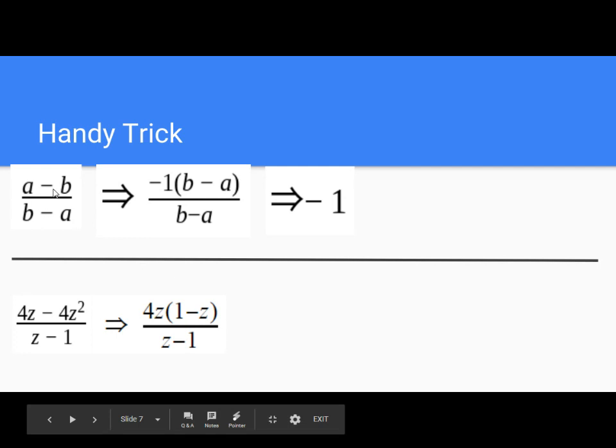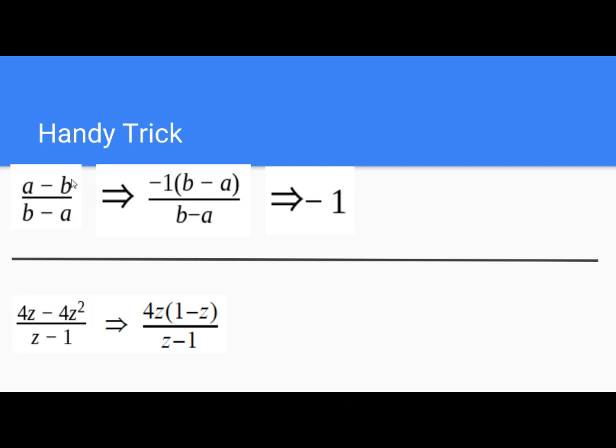However, if I use this handy trick, I can flip-flop the a and the b. I can flip-flop the 1 and the z by dividing out a -1. So if I make this a -4z, I would get z minus 1. And if you distribute through, -4z times z would be negative 4z squared, and -4z times -1 would be a positive 4z. So we do get that original expression again if you distribute that through.